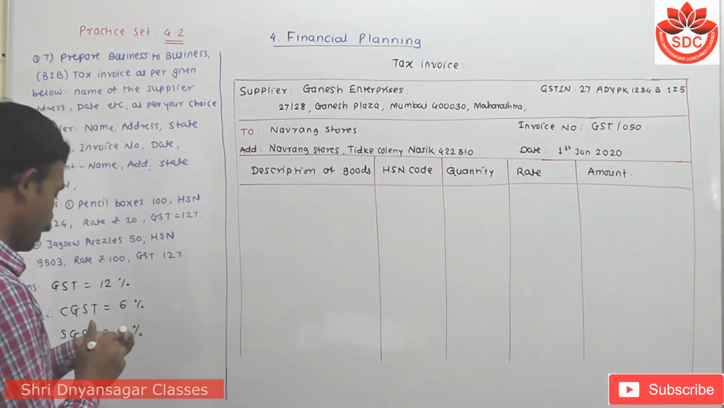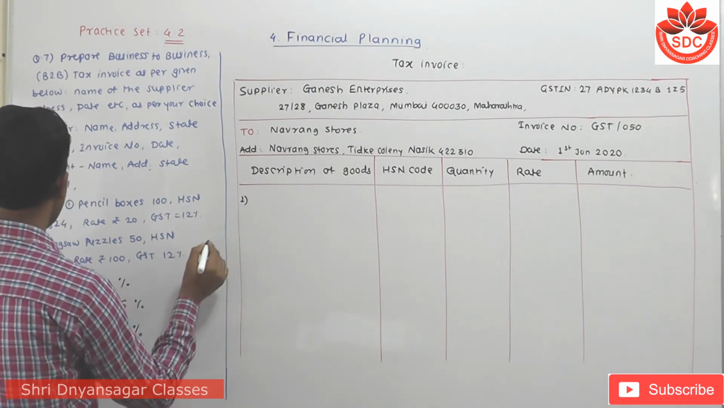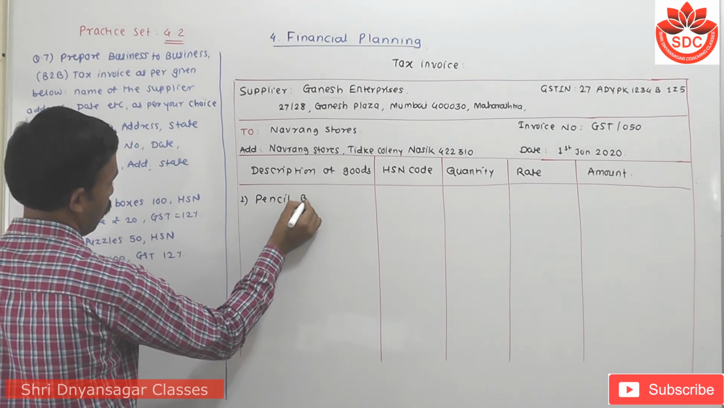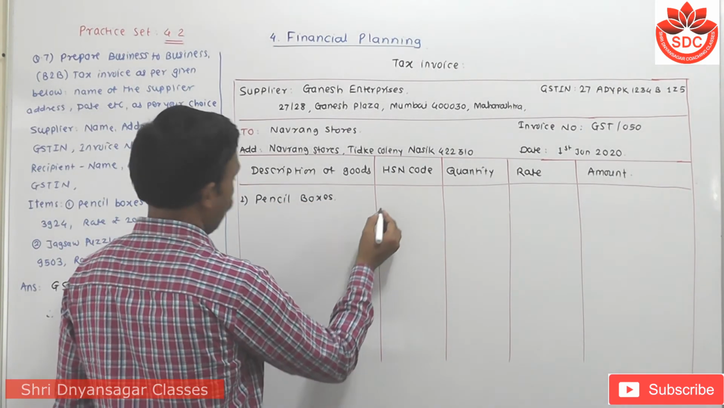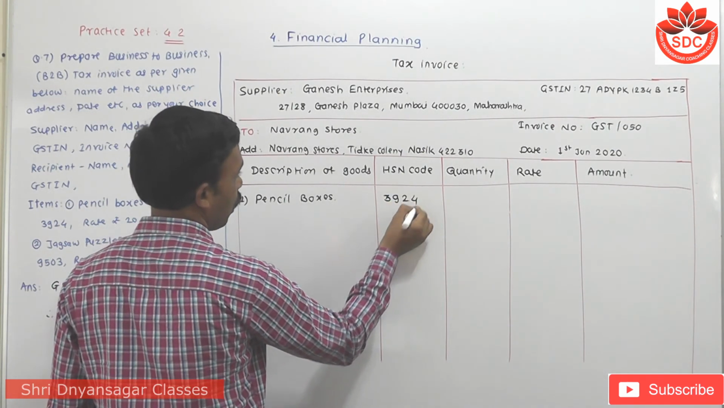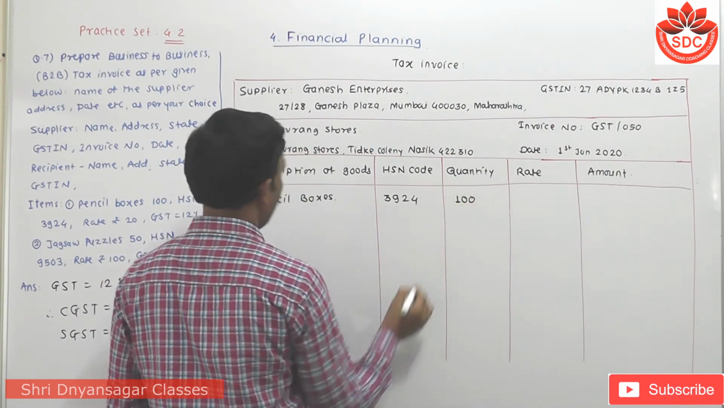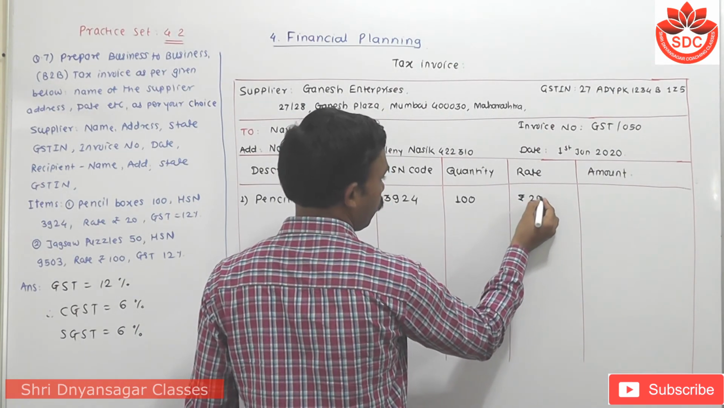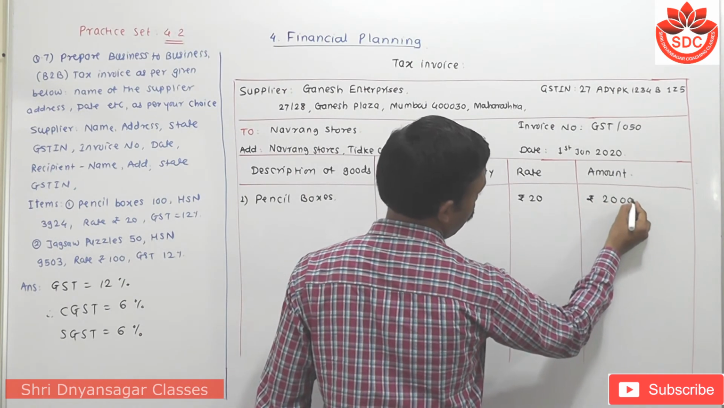Now this is the next point here. Now we have to write the description of the goods. First one is the first item. Here is pencil boxes. The HSN code is 3924. Quantity is 100 boxes here. At that time rate is 20 rupees. 20 into 100 becomes how much? 2000 rupees.